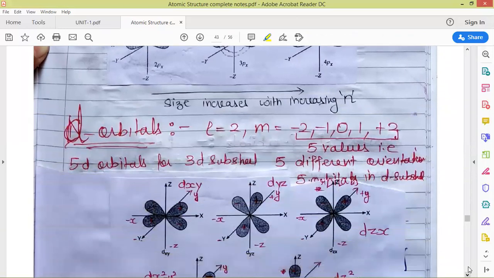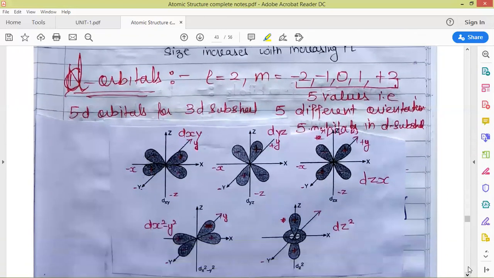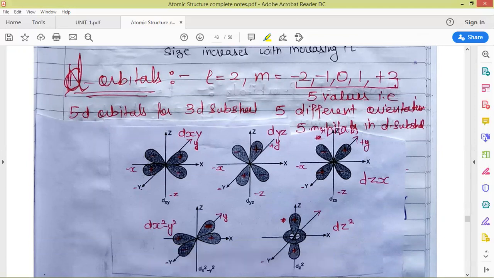Now we come to the d orbital. For d orbital we have the l value as 2. 5 possible values of m would be there for l value of 2, that means -2, -1, 0, +1 and +2. So these are the 5 d orbitals, which are named dxy, dyz, dzx, dx square minus y square, and dz square. For dxy orbital, it has 4 lobes.